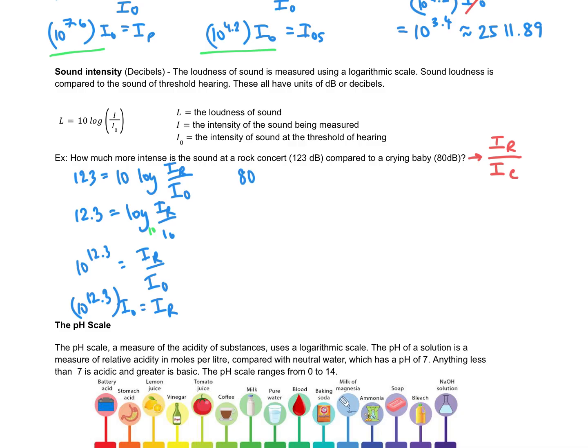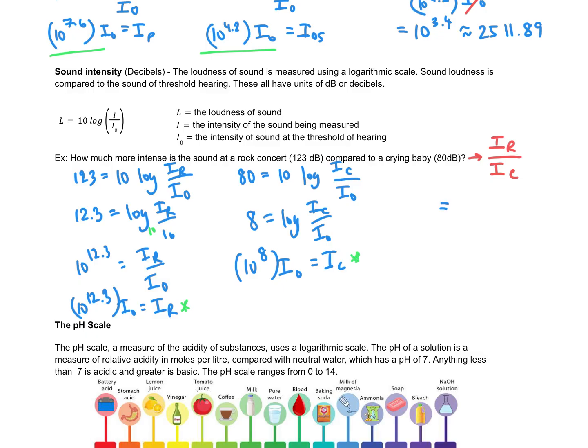The loudness was 80 decibels. Oh, actually I used C for crying. So we'll divide both sides by 10. And here I'm just going to skip ahead. I'm going to convert this into exponential form, so 10 to the power of 8, and I'll multiply it by that denominator just to isolate a little faster. And now I can take these expressions and put them into my end goal.